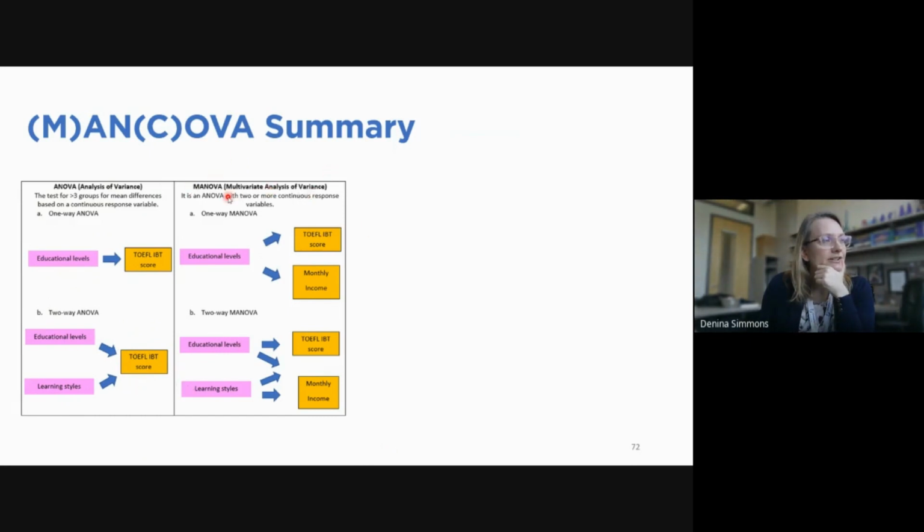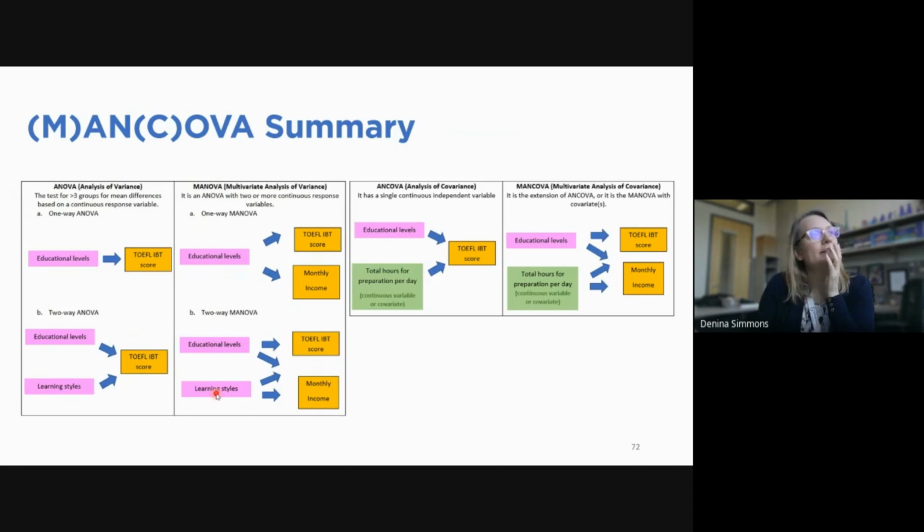In the MANOVA, you're checking to see if you have 2 or more continuous response variables from the same categorical kind of data. So if you just have one category, education levels, and you're checking to see if test score or monthly income would change, then you're doing a MANOVA. And if you're checking to see if there's any crossover change between your response variables and your discrete categorical variables, and you have 2 or more, then you're doing a two-way MANOVA. And then you can include the covariance idea, where you're looking to see if there's a continuous variable or covariate that changes when you compare these. And the MANCOVA is the sort of linear regression test version of the extremely complicated two-way MANOVA scenario.